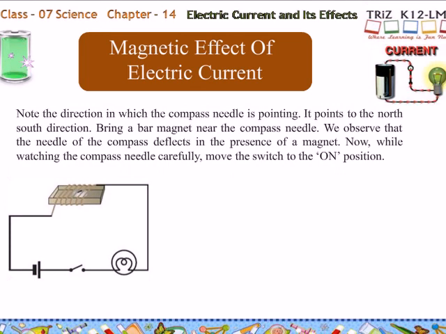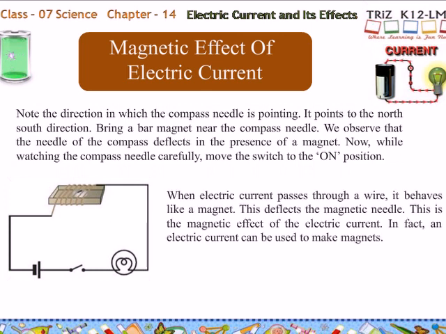Note the direction in which the compass needle is pointing. It points to the north-south direction. Bring a bar magnet near the compass needle. We observe that the needle of the compass deflects in the presence of a magnet. Now, while watching the compass needle carefully, move the switch to the on position.